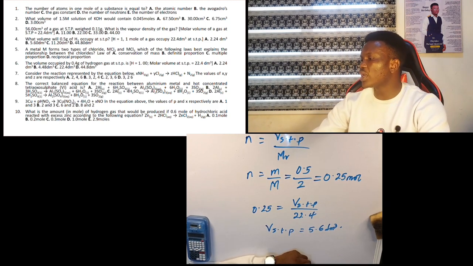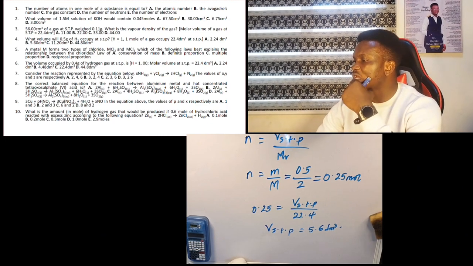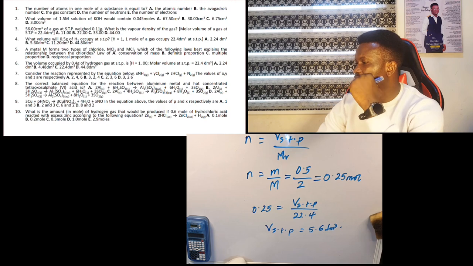So option A is correct. All of the atoms are balanced for option A. If you check for B to the rest, it won't be balanced. So number 9, 3 copper plus this gives this in the equation above.